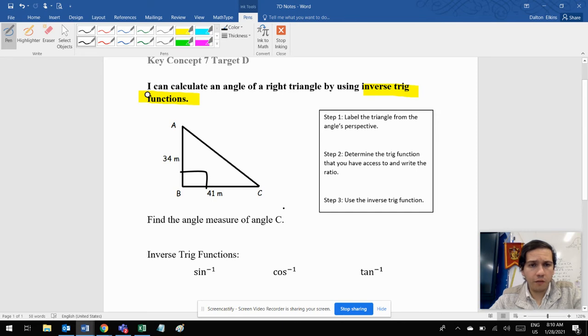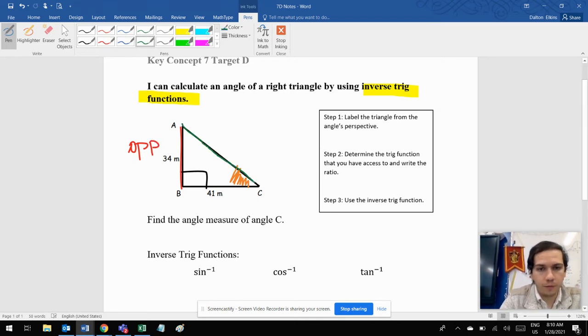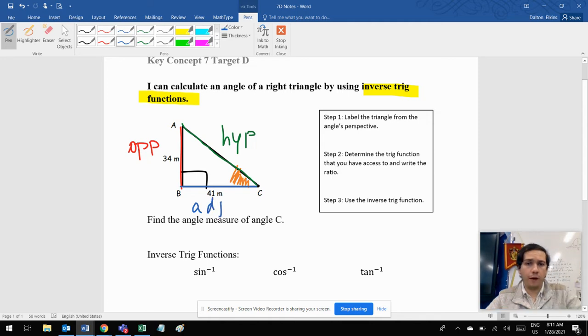So let's say I'm given this triangle ABC, and I want to find the angle measure of angle C, which is this angle right here. I can actually use trig functions in order to find that angle measure. So the first thing we want to do is label the triangle from this angle's perspective. Again, this is a skill that we've been working on very, very hard. We have the opposite side. We have the hypotenuse side, which is across from the right angle. And then we have this side down here, which is the adjacent side. Okay, so that is our first step.